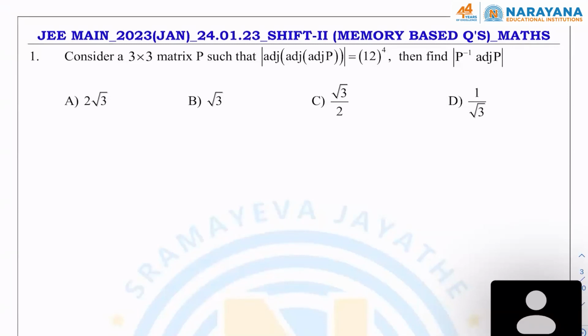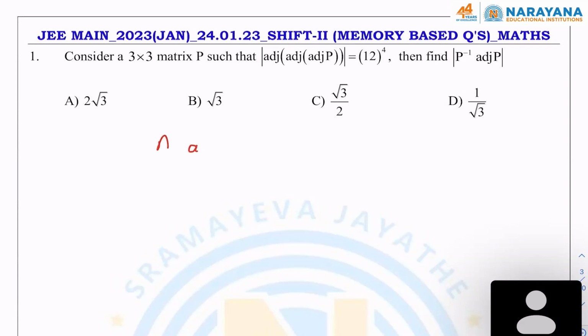If det of adjoint P is equal to 12 power 4, then find the det of P inverse adjoint P. So here first I want to find the det of adjoint P. To find the mod of adjoint P, I will use one result.